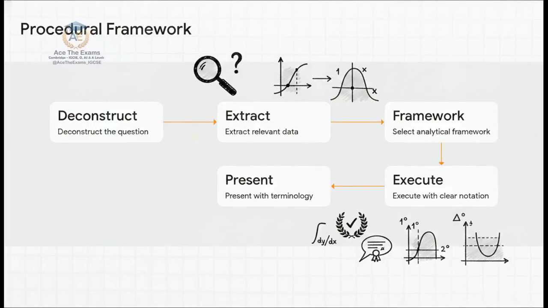To make sure you capture every single mark, you need to execute this exact 5-step procedural framework every time. Step 1. Deconstruct the question. 2. Extract the relevant data. 3. Select your analytical framework, like choosing between the first or second derivative test. 4. Execute the math with crystal clear notation. And 5. Present your final answer using the correct terminology. It's like a guaranteed recipe for success.